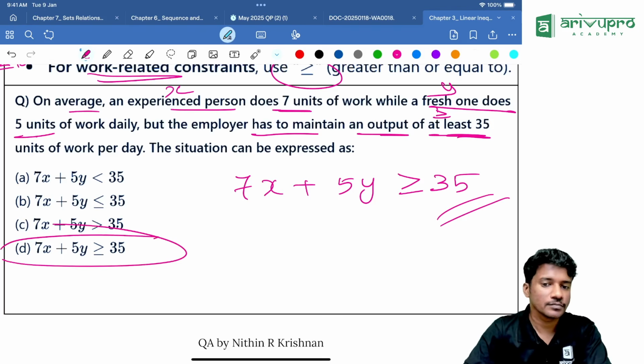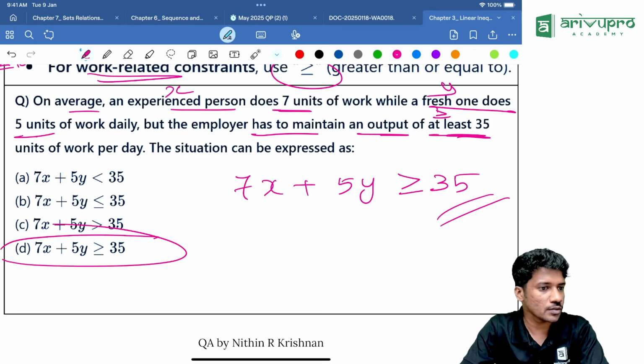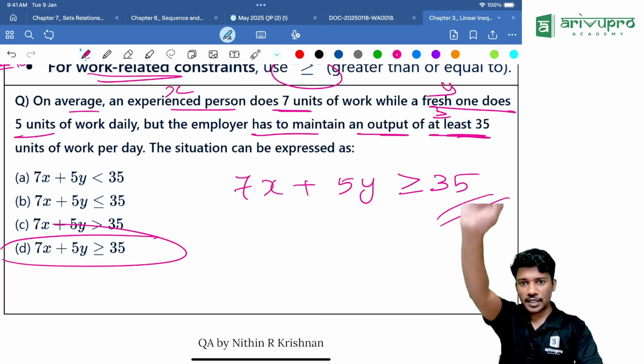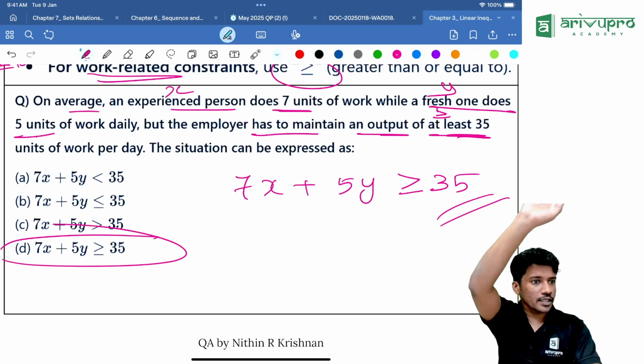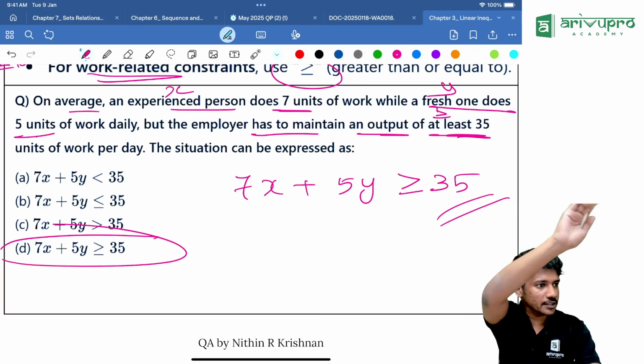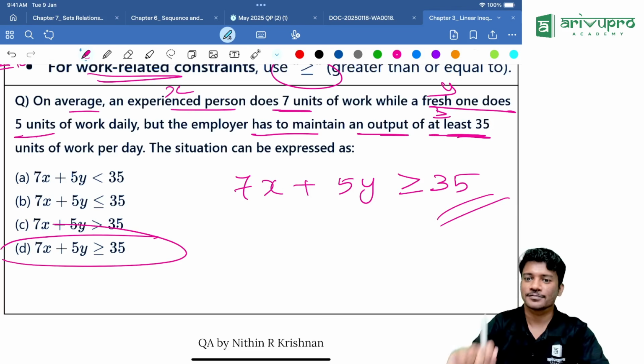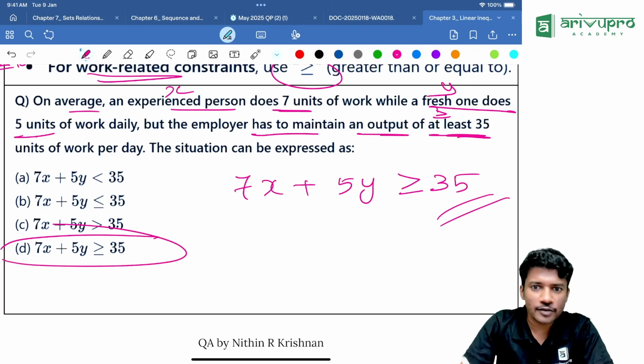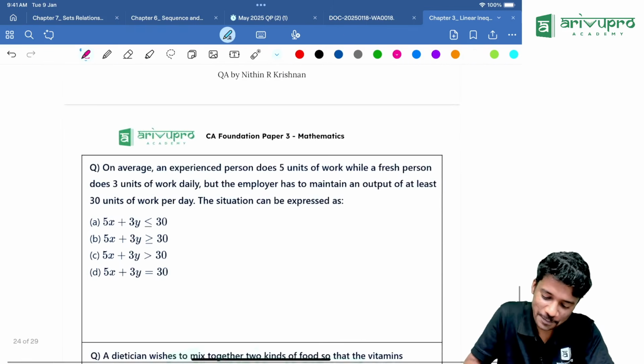Any doubt? Cleared up? Any doubt in this? No doubts, right? Perfect. Yes, Kavyamaran, cleared up? Over there, over here, everyone, Ardra? Yes. Everyone? Yes. Next one.